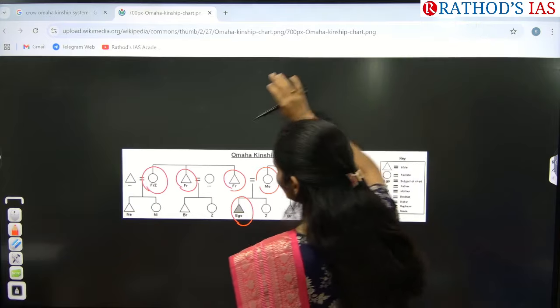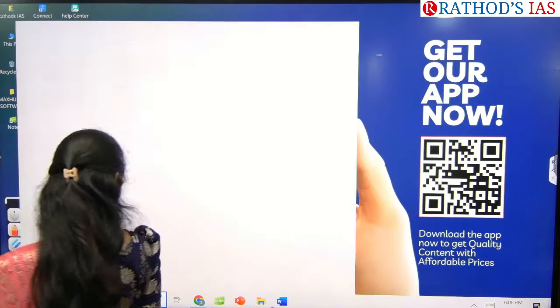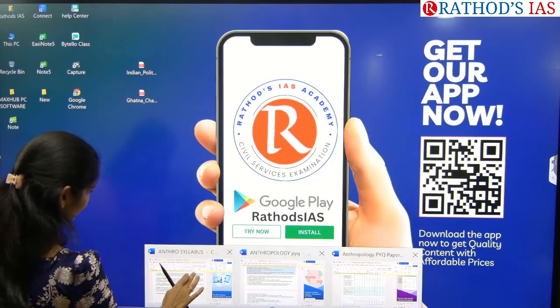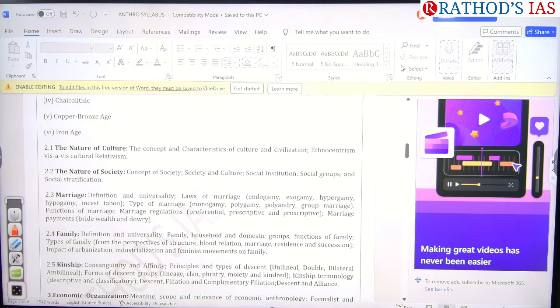Okay, so this is your kinship. And after this, what do you have? No, you have this part, society, I didn't complete. Okay, what is a society? Society is nothing but a group of people.